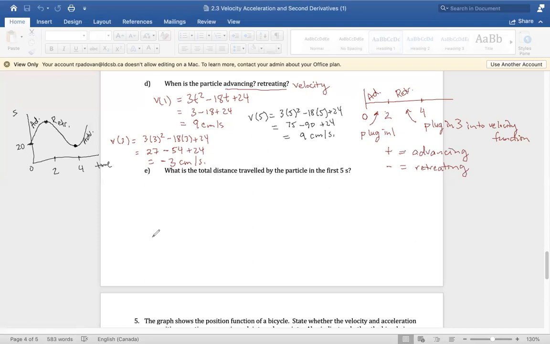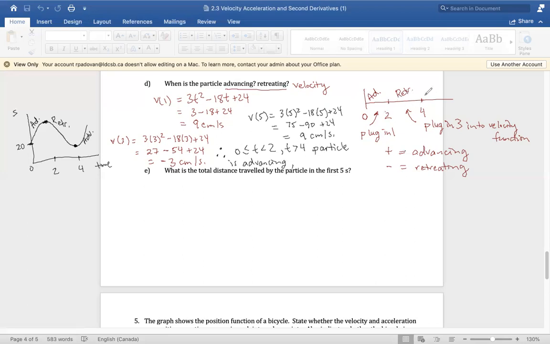So that makes sense. So when is the particle advancing and when is the particle retreating? For my therefore statement here, therefore, including 0, but less than 2, because at 2, it's not advancing. At 2, it's not moving at all. So between 0 and 2 and including 0, but also after 4, when t is greater than 4, the particle is advancing.